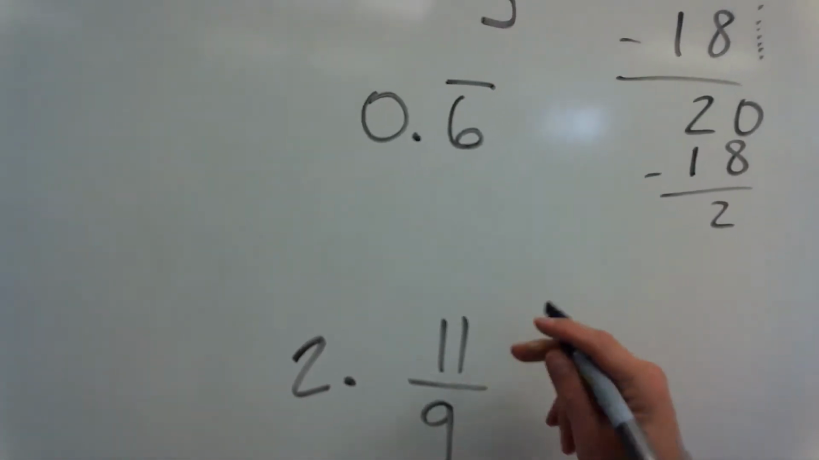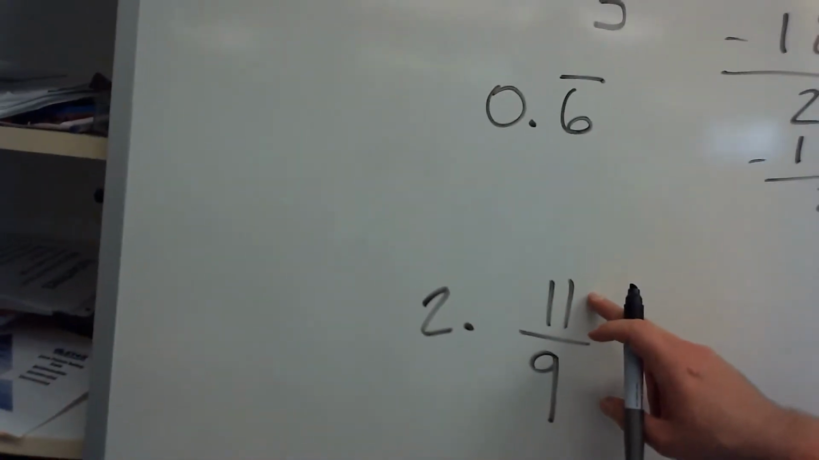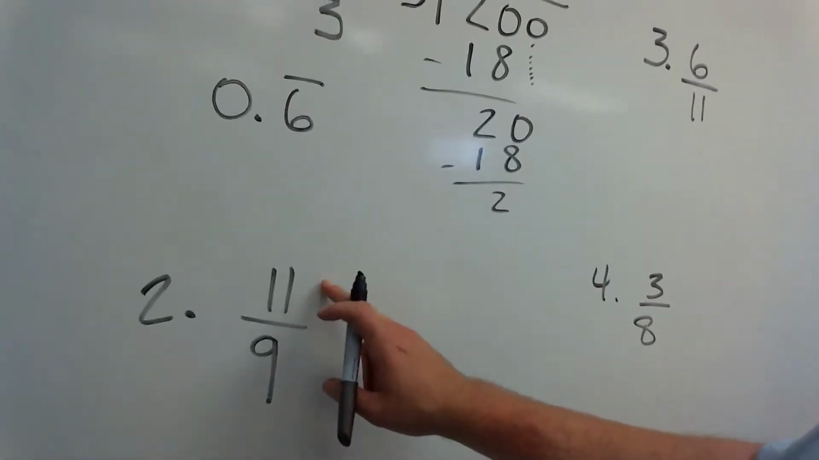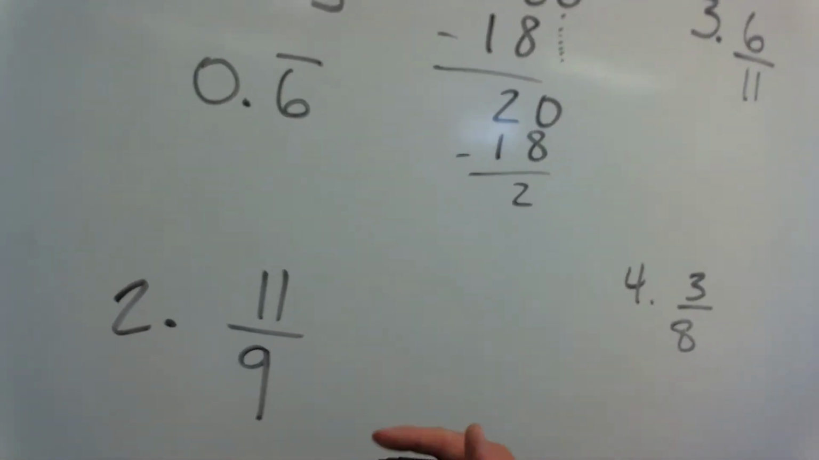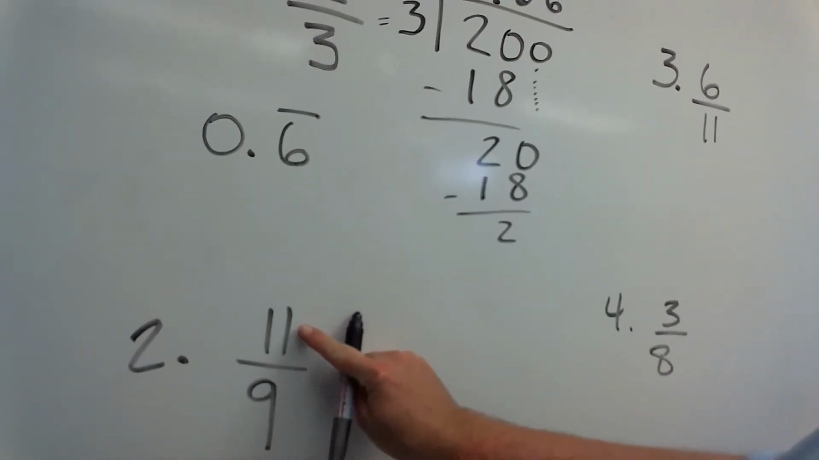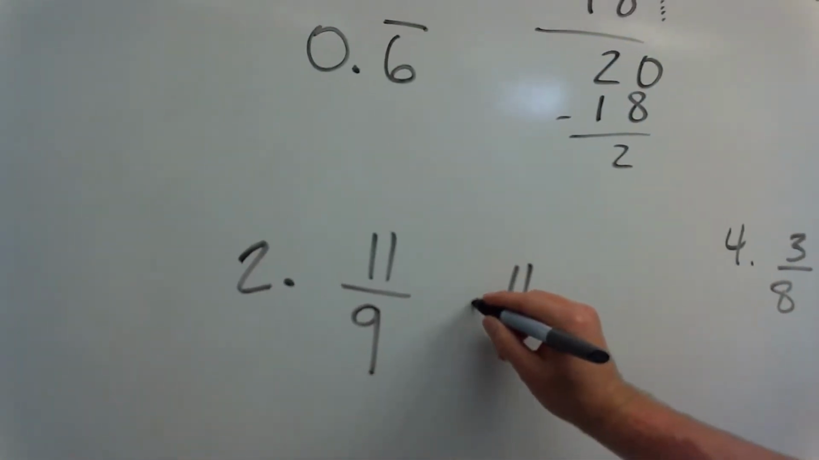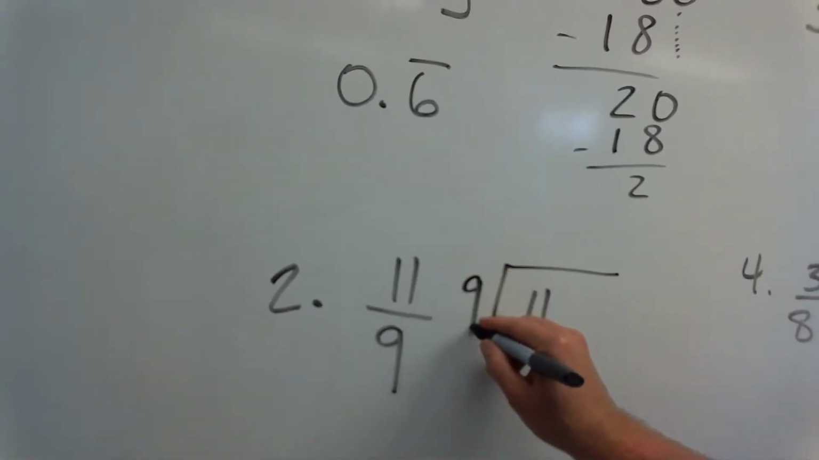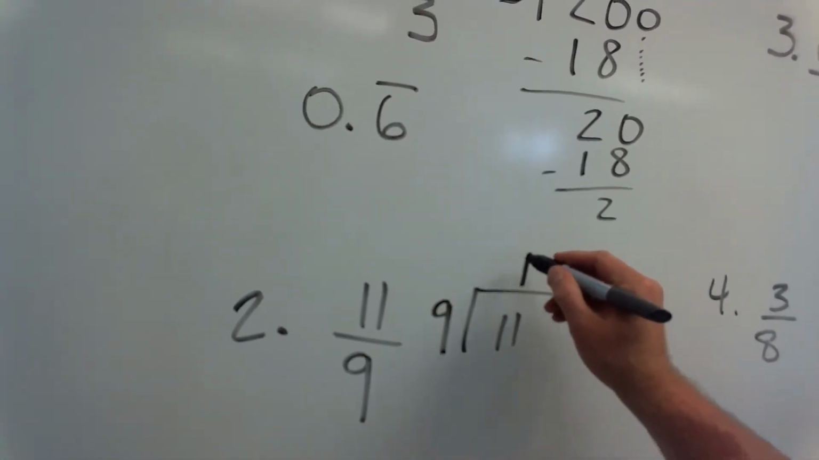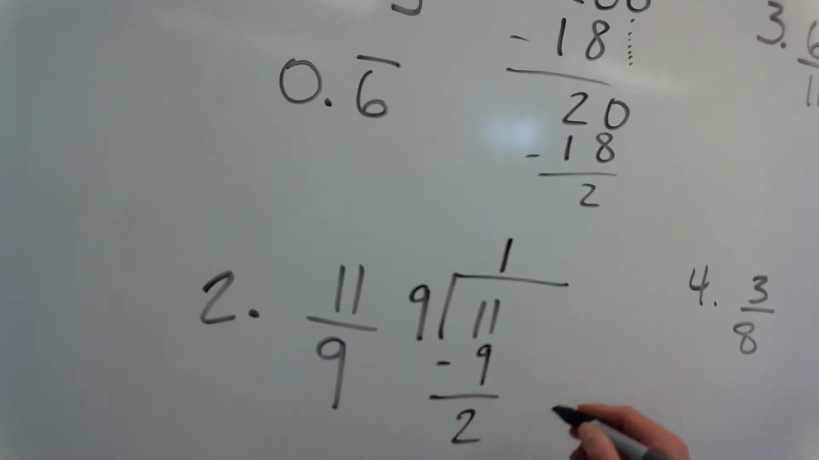Number 2, 11/9. This is a fraction, and when the top number, the numerator, is larger than the bottom number, which is the denominator, that's called an improper fraction. So it's greater than 1. Still, we follow the same process. Top divided by the bottom. So 11 divided by 9. 9 goes into 11 one time. 1 times 9 is 9. Subtract it, we get a difference of 2.